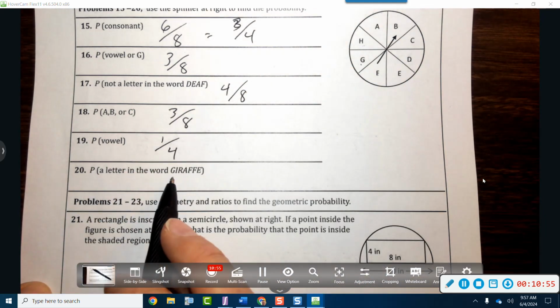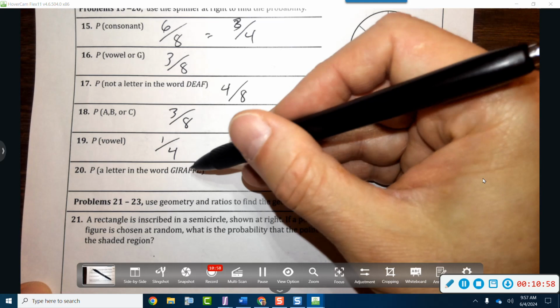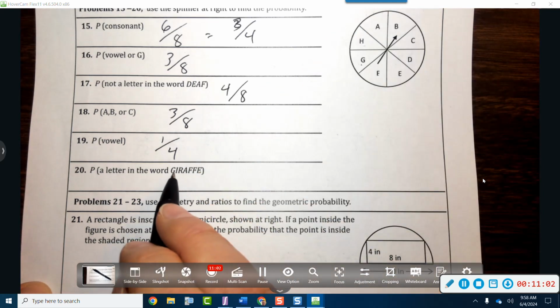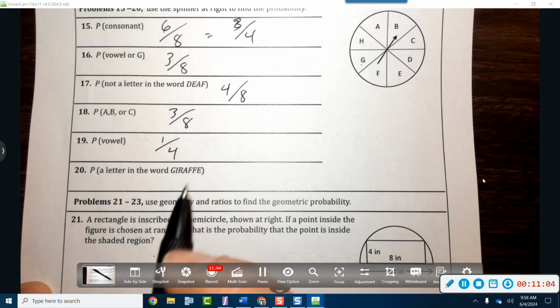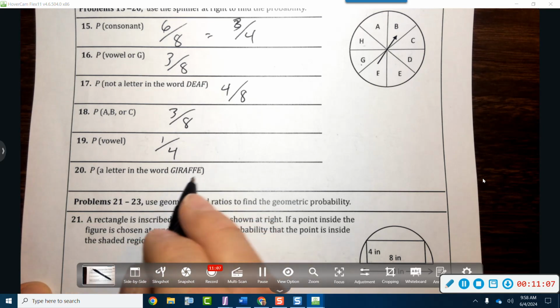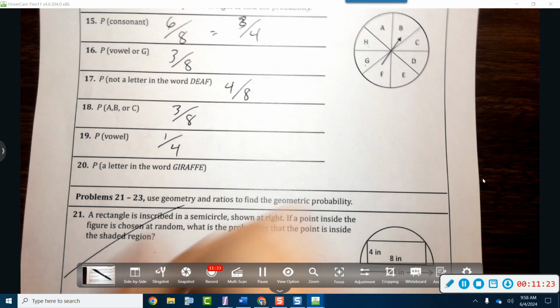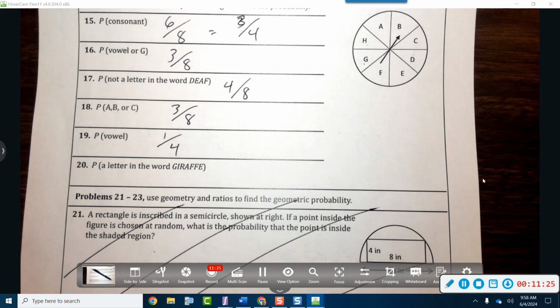A letter in the word giraffe. So how many are there? 1, 2. So how many letters are there? 1, 2, 3, 4, 5, 6. There's 6 different letters. Now I know that there's 2 F's, so we got to be careful here. A letter in the word giraffe. We're not doing 21, by the way. Those 2 F's are kind of messing me up.